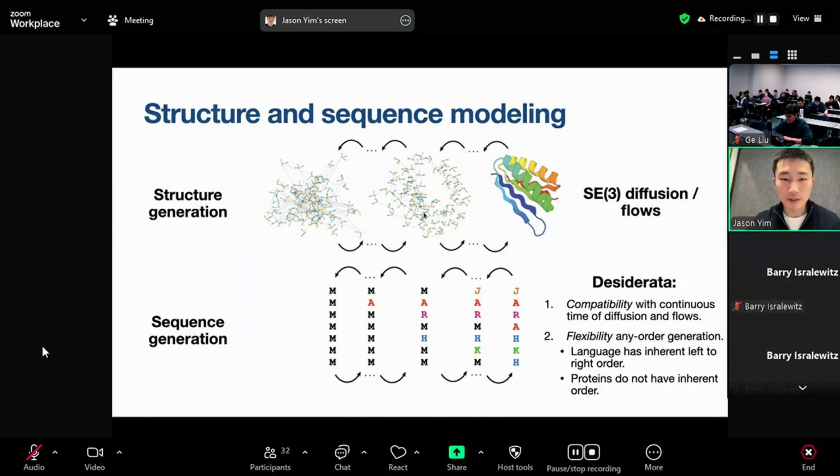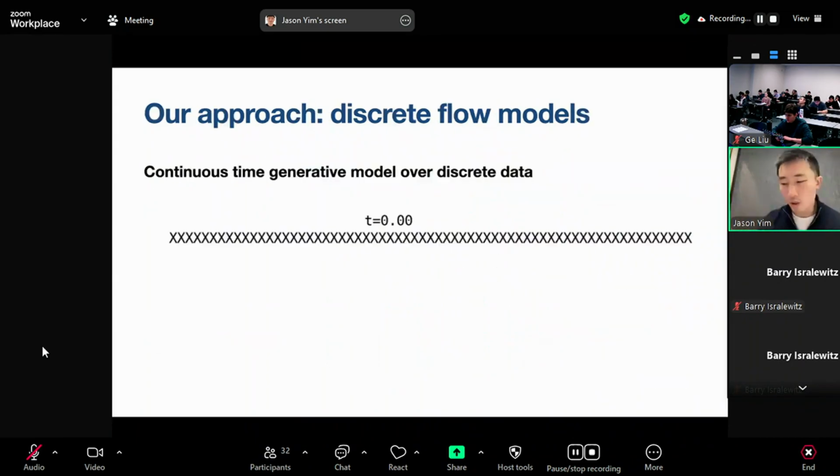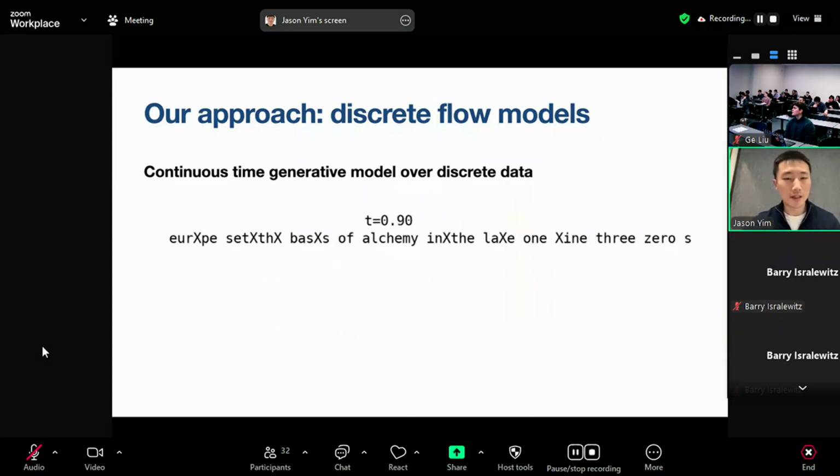And then we also want it to be in continuous time to be compatible with the SE(3) flows. So what we developed is something called discrete flows. Other people call it discrete flow matching. I should probably update my slides to say discrete flow matching. But the general idea is that as t goes from 0, where everything is X or masked, it's going to slowly unveil parts of the sequence, or here characters, until it ends up becoming a real sentence at the very end. And the nice thing here is that t tells you what proportion of your sequence is going to be masked. And then at 1, everything is going to be unmasked.